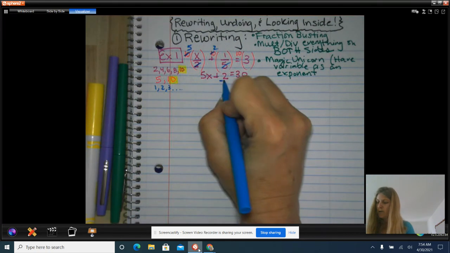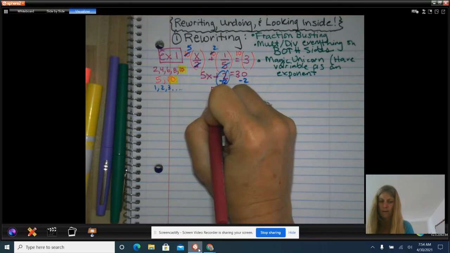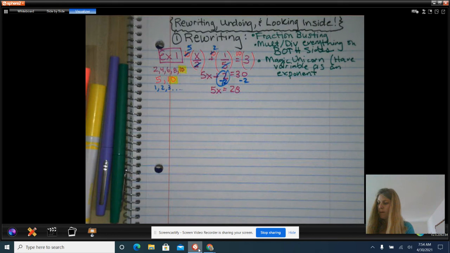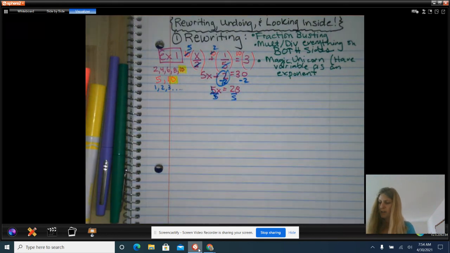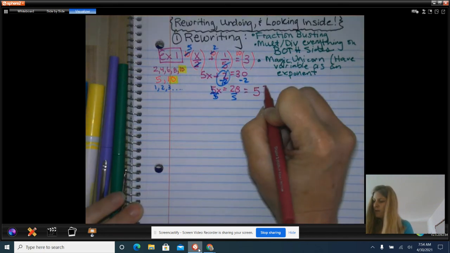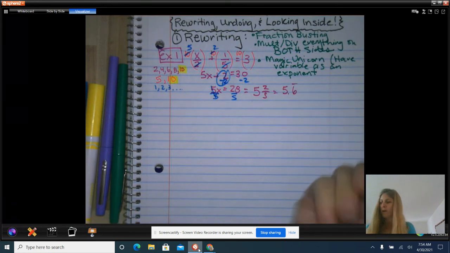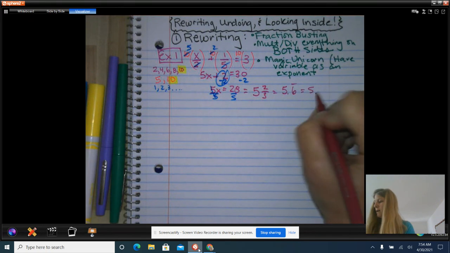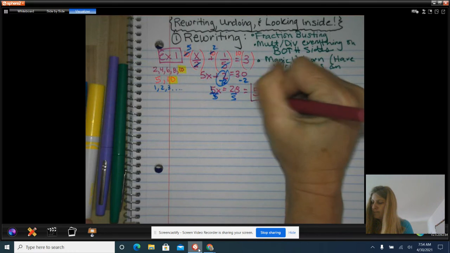So we're going to subtract 2 from both sides. And we have 5x is equal to 28. Divide both sides by 5. And as an improper fraction, it's 28/5. We can also write that as 5 2/3, or if we round, we can go 5.6 with a line over it, or rounded to the nearest hundredth, of course, would be 5.67. So all those are equivalents. Okay, we'll box this one.